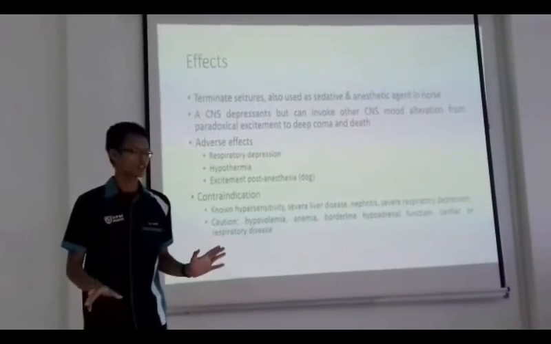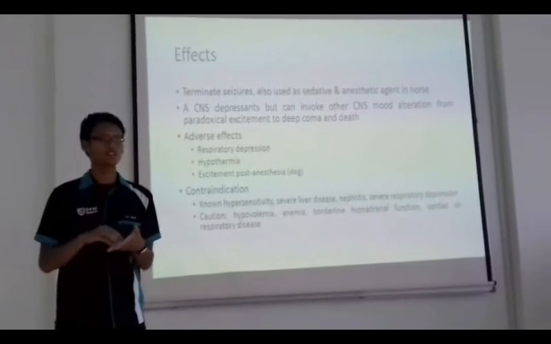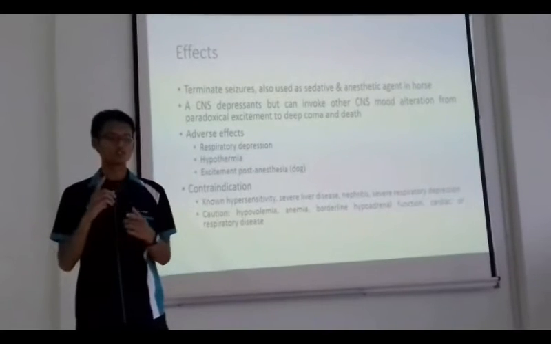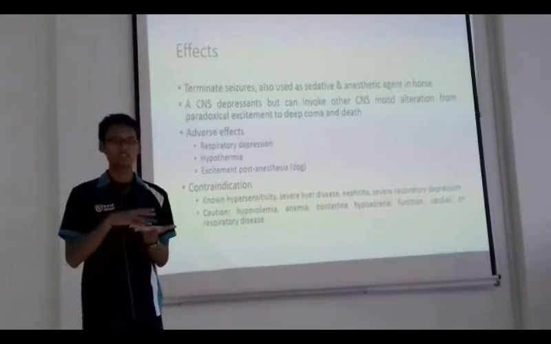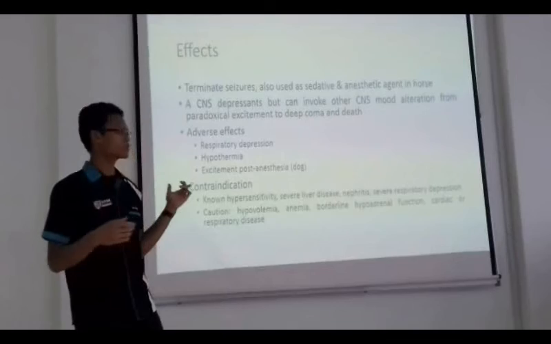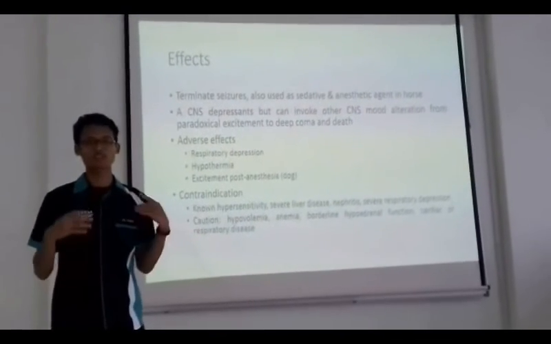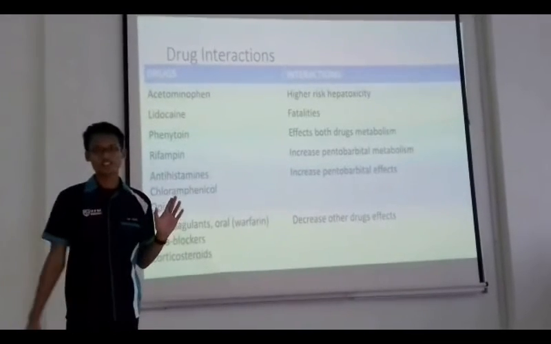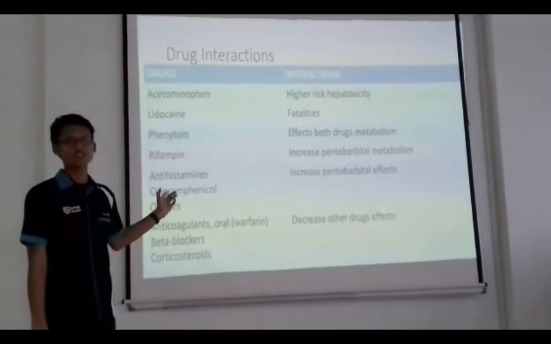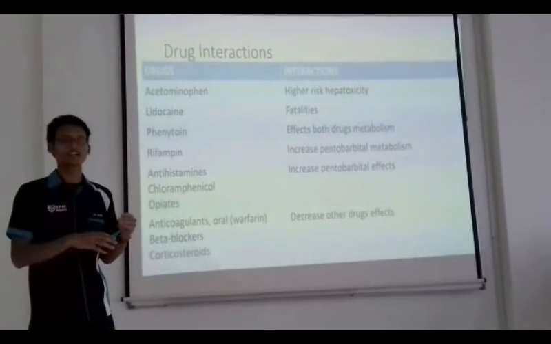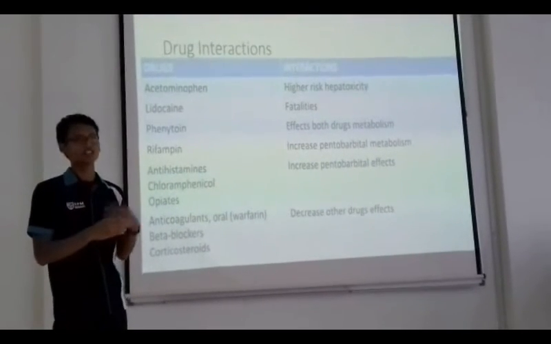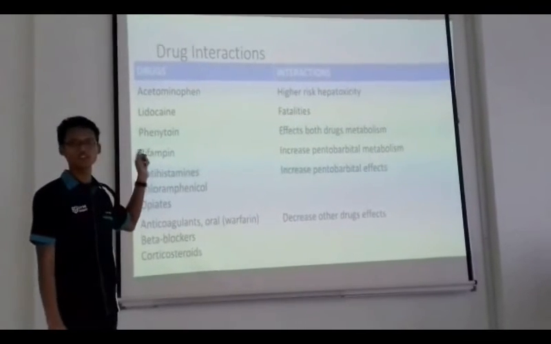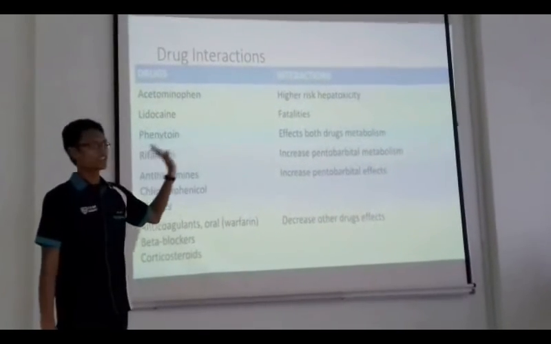Okay, so the main use of pentobarbital is to terminate seizures, and also it can be used as a sedative and also an anesthetic agent. So we have to be careful using this drug because there are some adverse effects that we don't want, such as respiratory depression and hypothermia and also some post-anesthetic excitement. Next, these are the list of the drugs that cannot be used along with it because there are some unwanted effects, but the two main drugs that we should really not use it with are acetaminophen and also lidocaine because they cause very fatal effects.